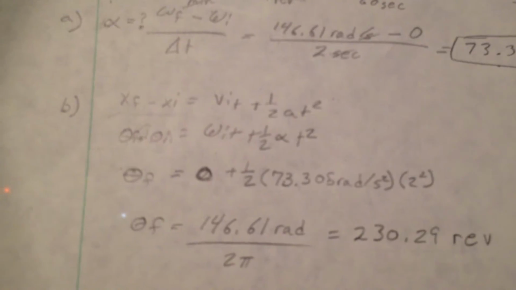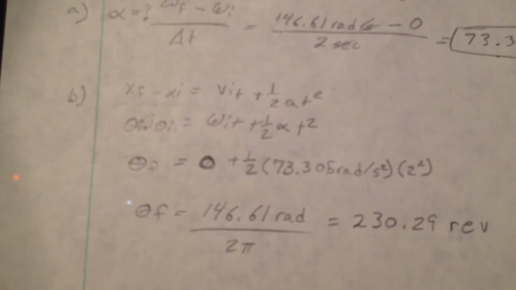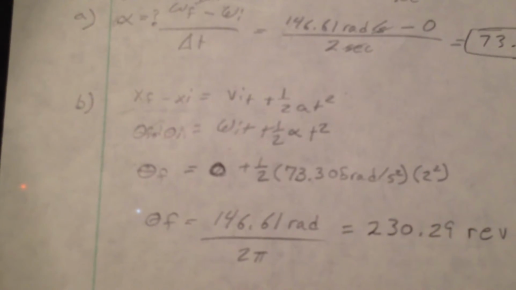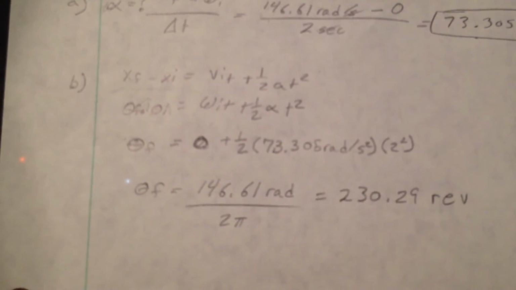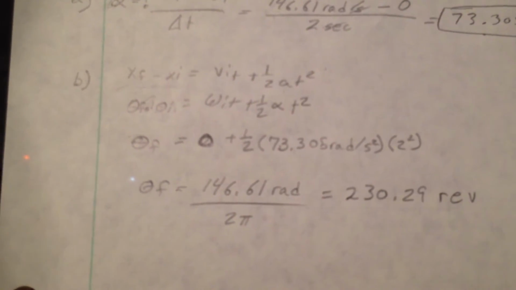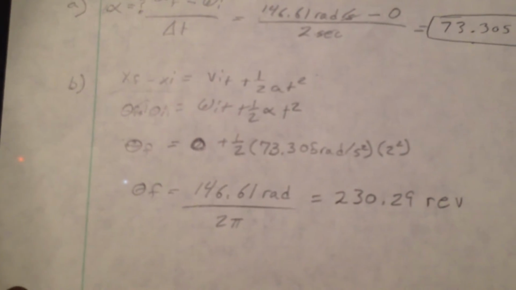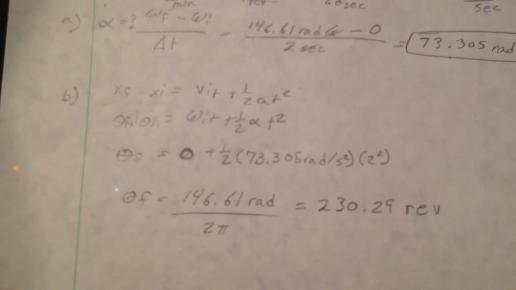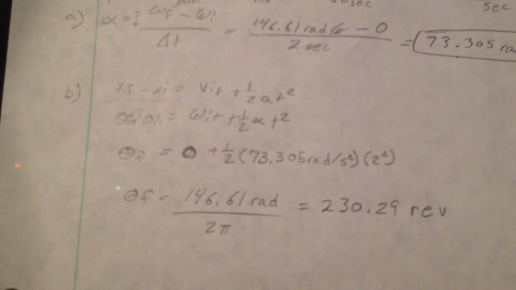Omega, and you basically swap out. You're solving for the final theta, so you just move what you have to the other side to solve for it. As you can see, you have the initial omega, which is 0 because it's starting from rest, plus a half times what you found was the magnitude of acceleration, 73.305 radians per second squared, times 2 seconds squared.